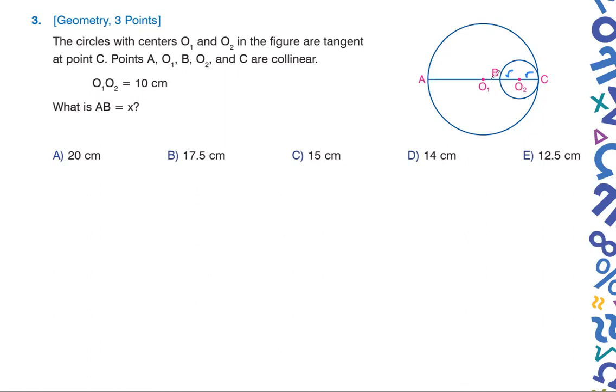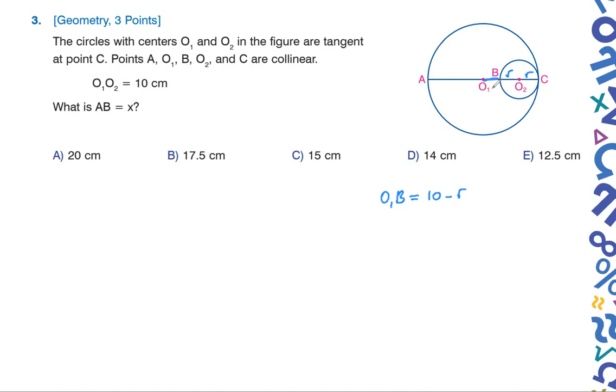And since I don't know about this piece, maybe I can label something else, but O1 to O2 is 10. So from this distance to this is 10. So for this part, O1B, I can say this is 10 minus the radius of the smaller circle, because I don't want to make another variable unless I really need it. So I just write this in terms of the smaller circle's radius.